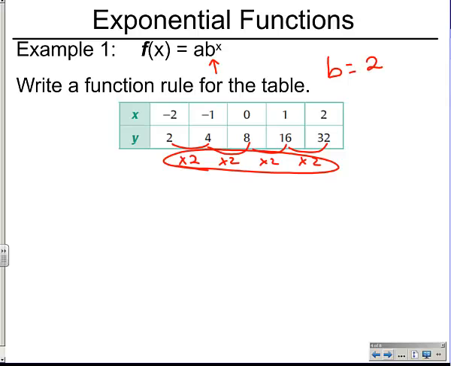In order to find out the a value, it always occurs when the x is 0. So we look for an x is 0.